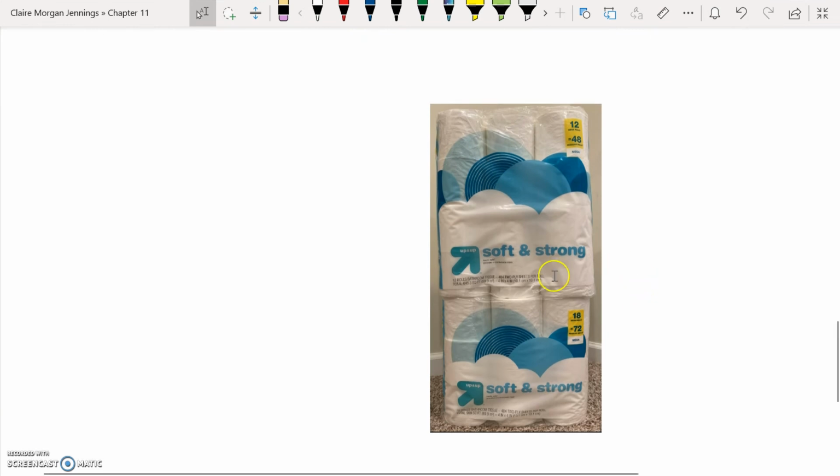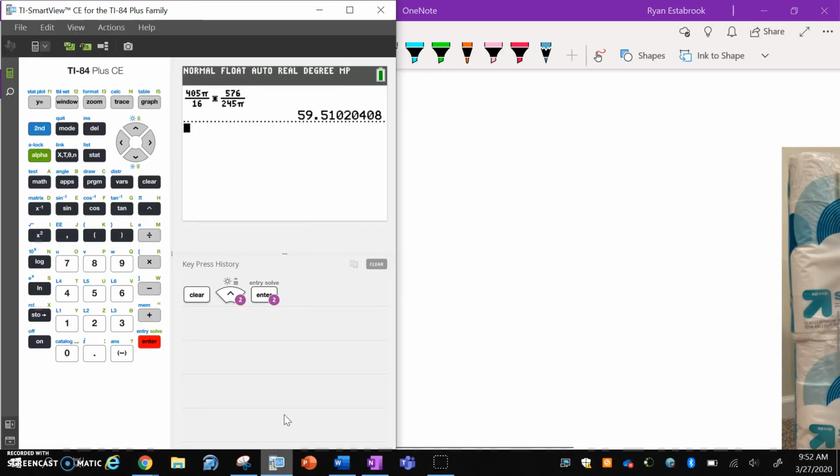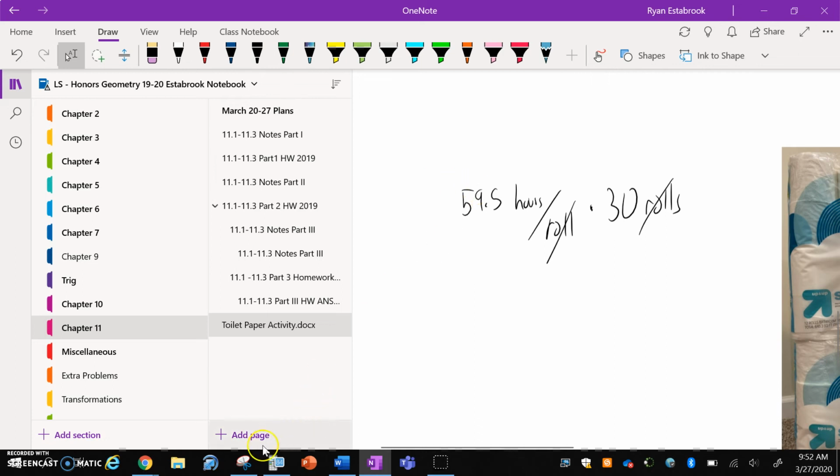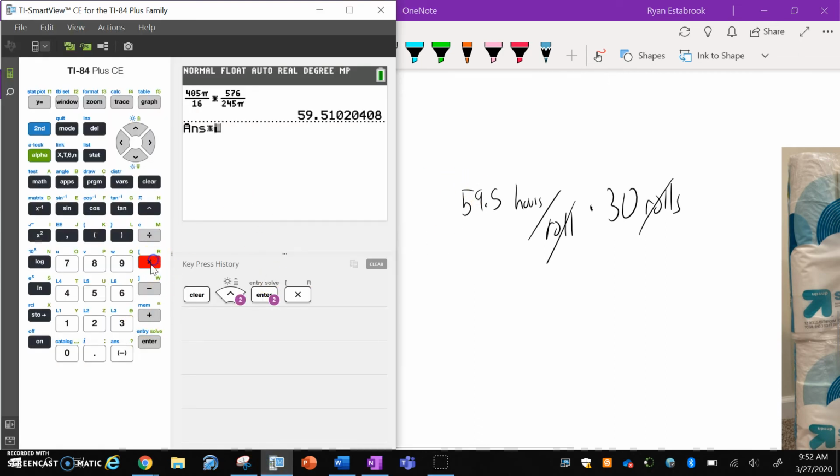If I have 30 rolls of toilet paper right now, then how long is this going to last? So think about the answer that we just had. This is 59.5 hours per roll. And if we multiply that by 30 rolls, thinking about the units, these would cancel each other out. And 59.5 times 30, so I'll take that answer times 30. And I have enough to last 1,785 hours, which is great.